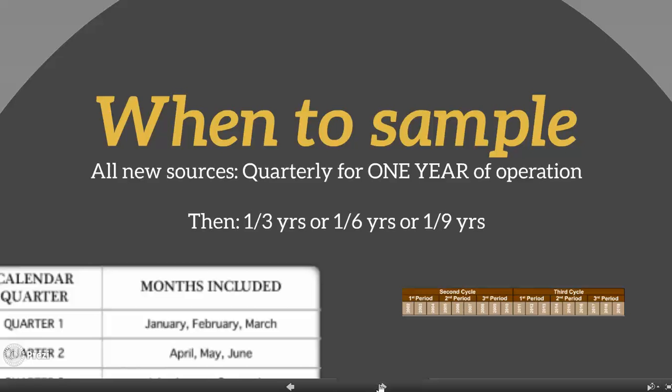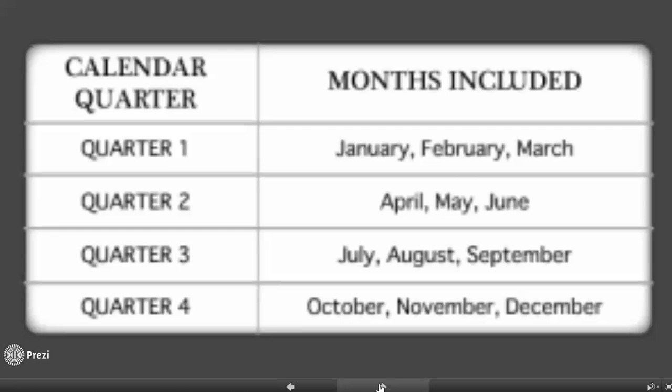So let's talk about the quarterly sampling really quick. This is where it gets pretty tricky for some people, and this is where we get the most notices of violation. These are the calendar quarters. They never change. They're always the same. The first quarter of the year is always January, February, March. Second quarter is April, May, June. Third quarter is July, August, September. And fourth quarter is October, November, and December.